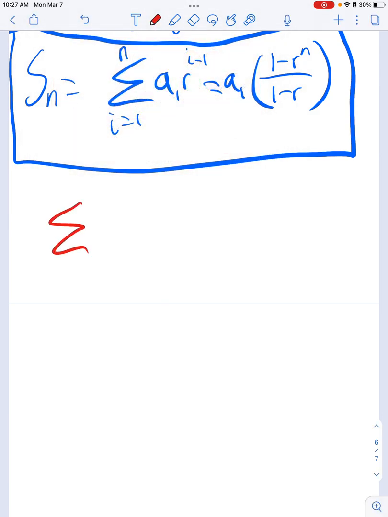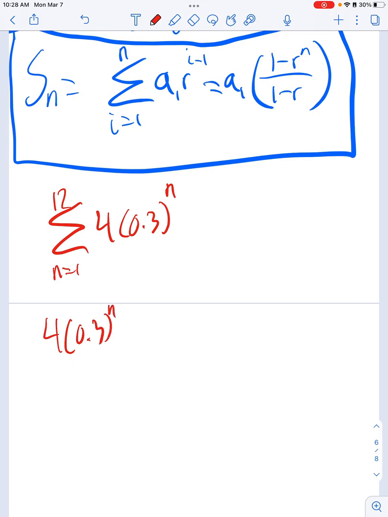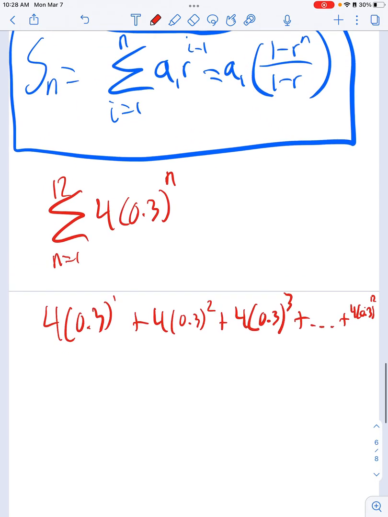So looking at an example, let's say I'm looking for the sum of the first 12 terms of the sequence 4 times 0.3 to the nth power. If you just wrote it out, it would be 4 times 0.3 to the first, plus 4 times 0.3 to the second, plus 4 times 0.3 to the third, and then we would end with 4 times 0.3 to the 12th power.